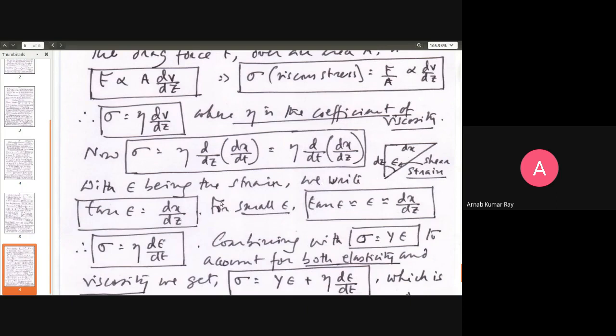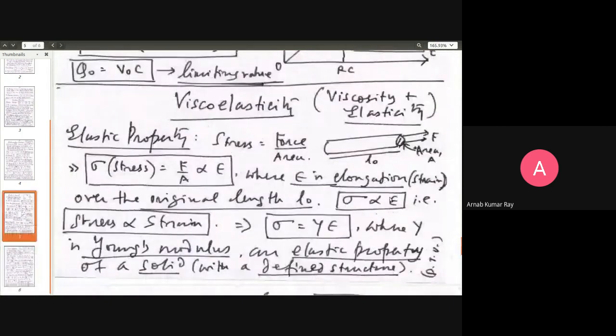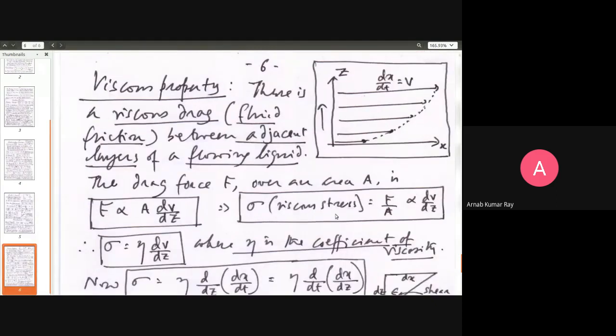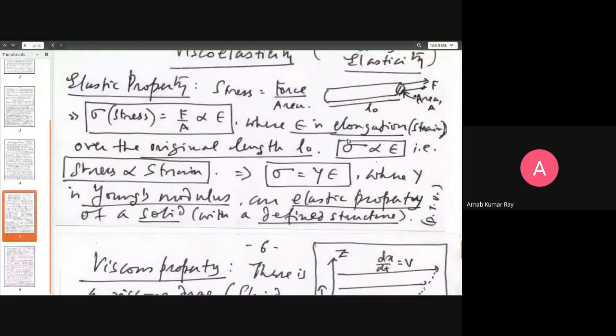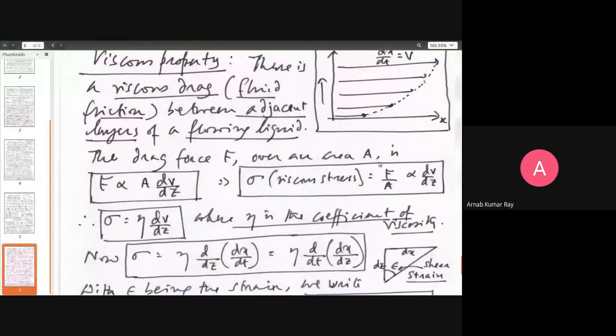Now, why are we calling this thing strain or shear strain? Let us see. What is strain? Strain is basically a kind of deformation. Here you had longitudinal strain, a little elongation of the wire over its original length L naught. So strain will be delta L, the elongation, divided by L naught. Here, you are not having a longitudinal strain as in the case of the wire. Here you are having some kind of shear strain. What do I mean by that?